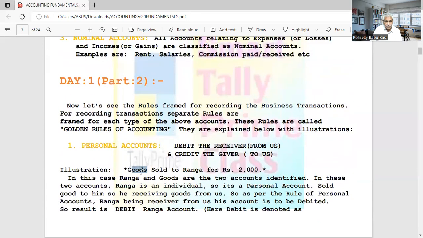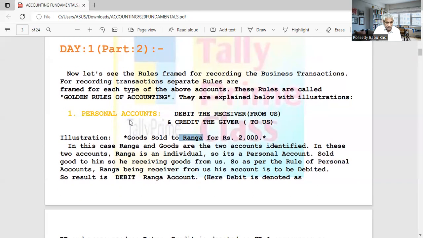In this case, goods is not a personal account, so that we will learn later. Ranga is a personal account. First of all, we are discussing personal accounts, so Ranga is a personal account.